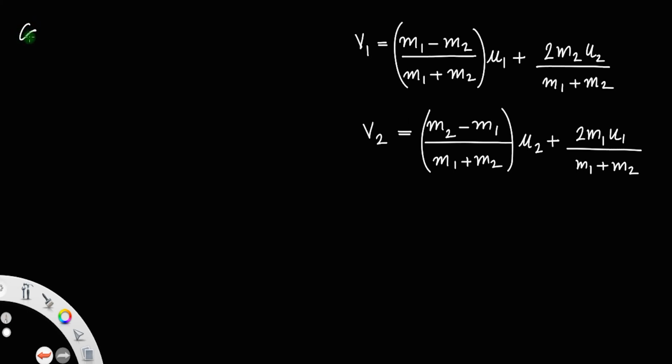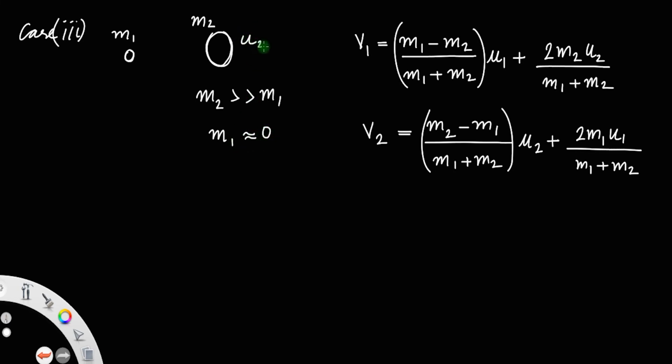Now for our third case, case 3, consider a light body collides with a massive body. That is, this is m1 and this is m2. So comparing with the mass of m2, m1 is very small, m2 is very much greater than m1, or we can approximate m1 approximately equal to 0. Also, the second body is at rest, u2 is equal to 0. That's our third case. That is, a light body is going to collide with a massive body and the massive body is at rest. So what is v1?